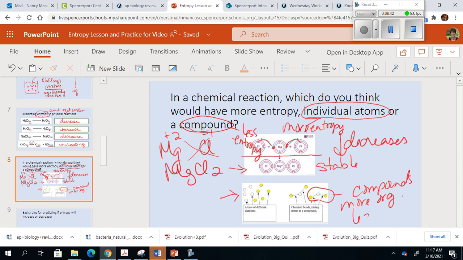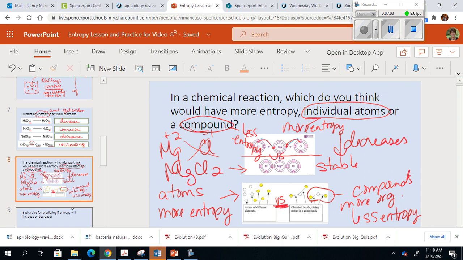So that means they have less disorder, less entropy. And each of these atoms are all on their own individually, so this has more entropy. And you always have to be comparing something. So it's like this versus this, or this versus this.